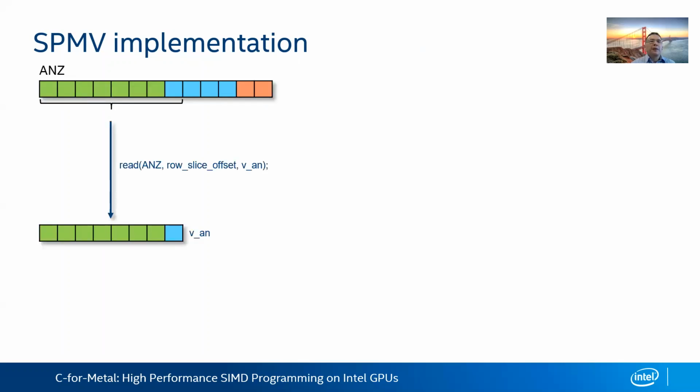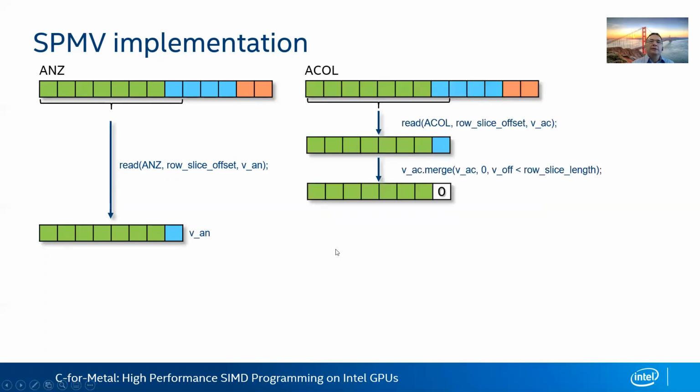So for the example shown here, we have 7 non-zero elements shown in green color. For efficient reads, we round the number of non-zero elements to be loaded to 8, 16, or 32. In this case, we round up to 8. We load the data in. The next is we load their corresponding column indices. We zero out the entries that don't belong to this row using a merge operation.